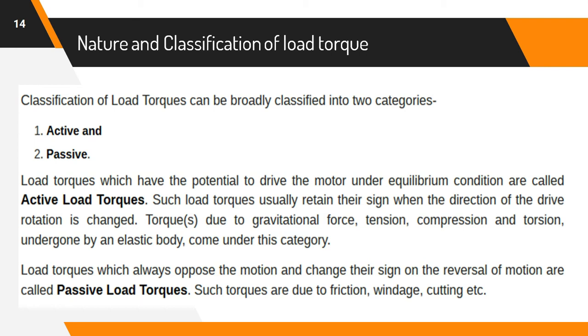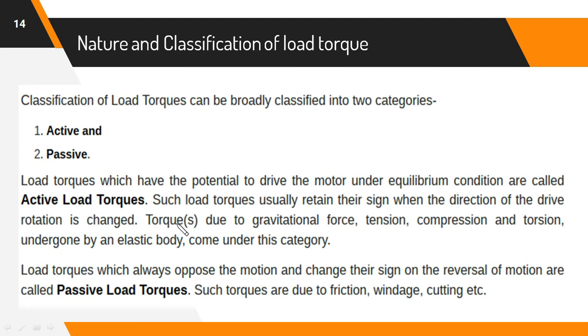Various load torques can be broadly classified into two categories, active and passive. So what is the active load? Load torques which have the potential to drive the motor under equilibrium condition are called active load torques. For example, gravitational force. Such load torques usually retain their sign when the direction of drive rotation is changed.